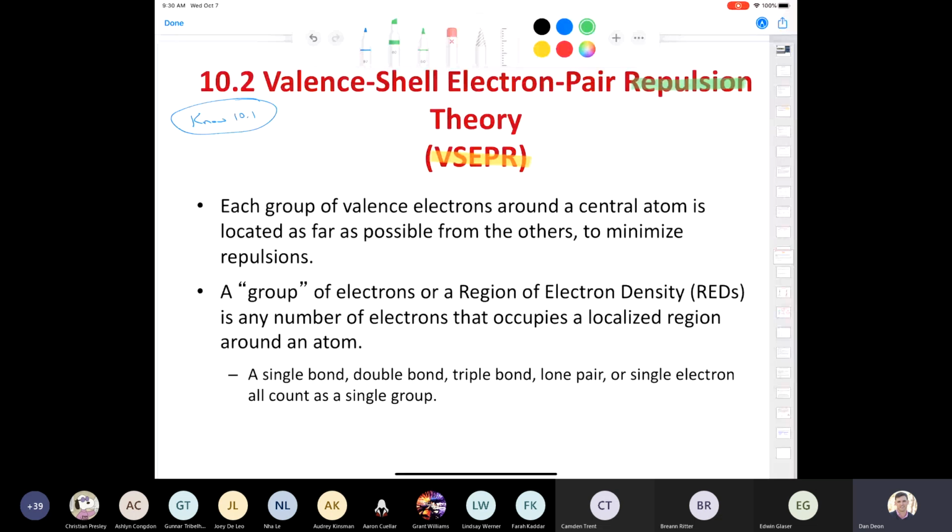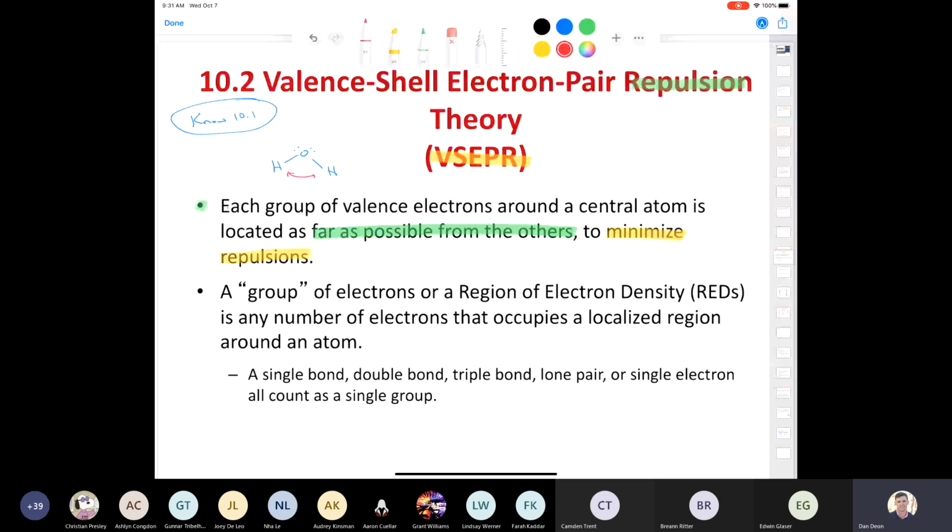So let's take a look at the first bullet point. Each group of valence electrons around a central atom is located as far as possible from the others, right? Give me wide open spaces. And why do they do that? There's a reason, and it's to minimize repulsions. Later on, we're going to look at why water is drawn with this shape. I'm sure many of you have seen that in other textbooks, maybe in our textbook if you've been perusing it. We're going to look at the rationale behind why we draw water with this bent shape, with this angle here.